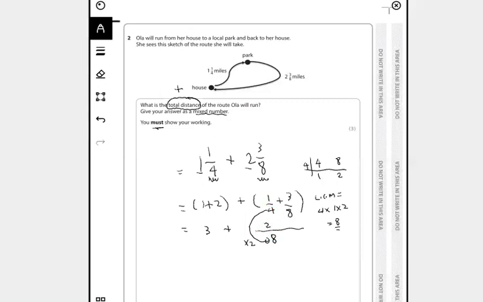1 times 2 is 2. And 8 times 1 is 8. 3 times 1 is 3. So whatever you do at the bottom, you must do the same thing on top. So finally, 3 plus 5 over 8, which is equal to 3 and 5 over 8. And that's the final answer. Let's move on. Next question.